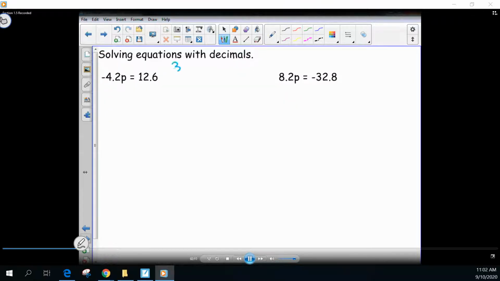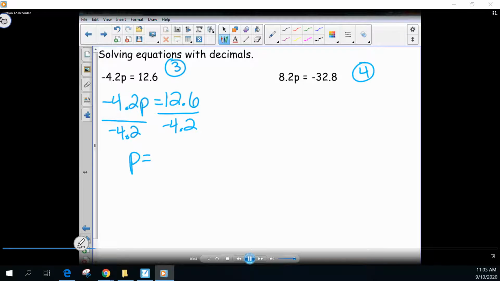Okay, number 3 and number 4. So these are still one-step equations. We're doing something different here. We are dividing. So I have negative 4.2p equals 12.6. So that negative 4.2 is right beside p, and whenever it's like that, it means multiply. So the inverse of multiply is divide. So I need to divide both sides by negative 4.2.